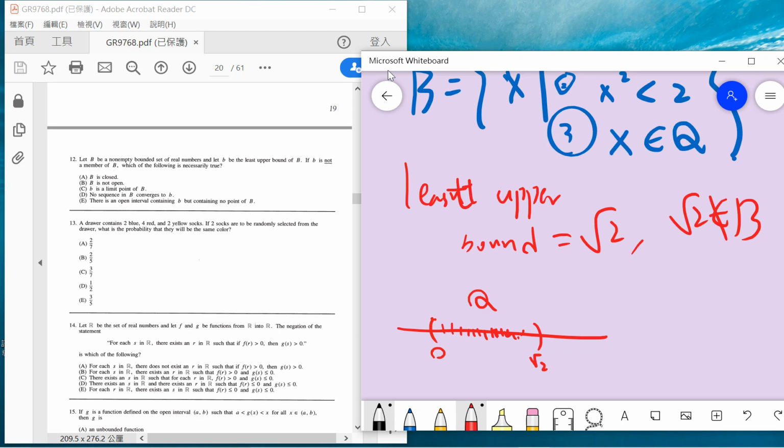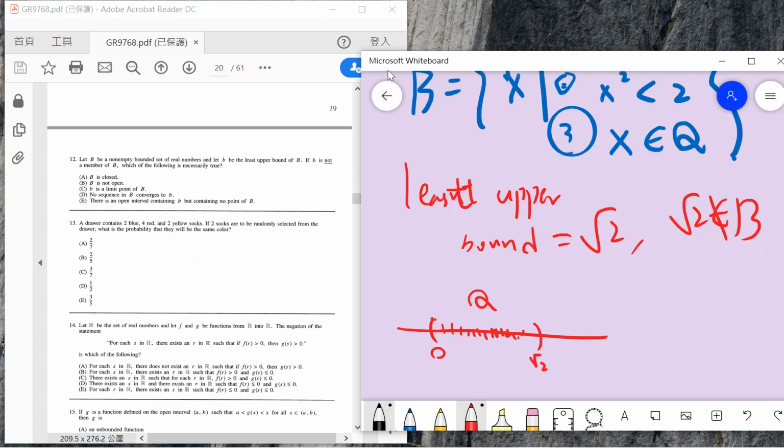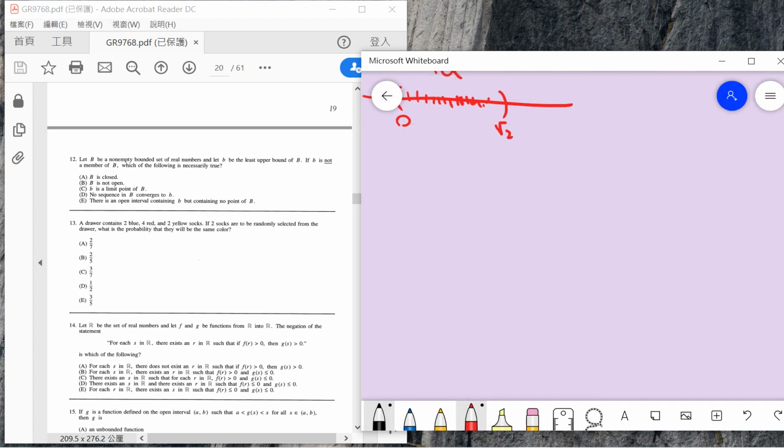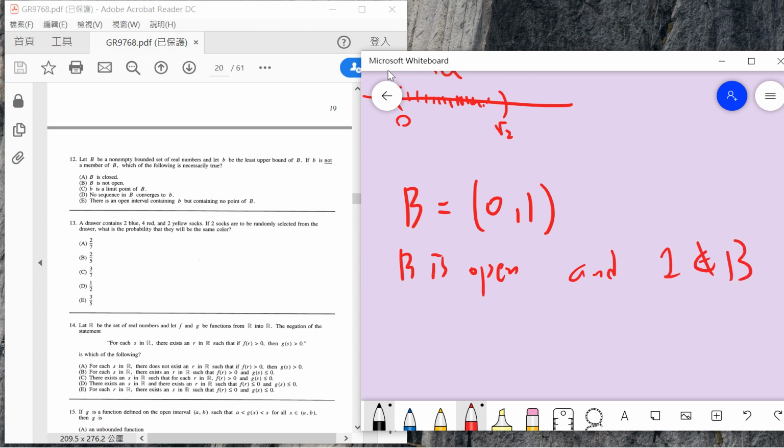The second is S is not open. In this case, S is not open. But how about suppose we take S equals the open interval 0, 1. Then the least upper bound is 1, which is open. So S is open, and 1 does not belong to S. So B is not correct. C, b is a limit point of S. This is the definition of the least upper bound, because this is the least upper bound. So you can try to find a sequence to approach it. So C should be correct.